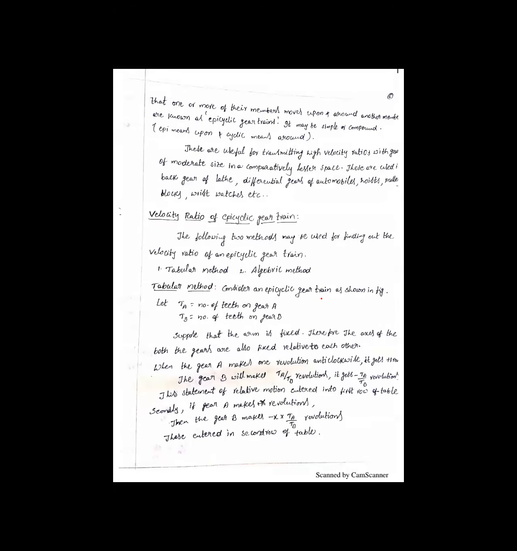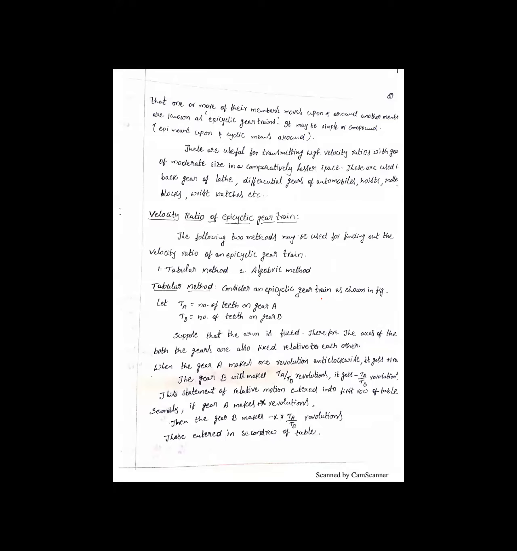So now, coming to the velocity ratio or speed ratio calculation of our epicyclic gear trains. How do we find out the speed ratio in an epicyclic gear train? It is calculated by two methods: the tabular column method and the algebraic method for finding the velocity ratio.